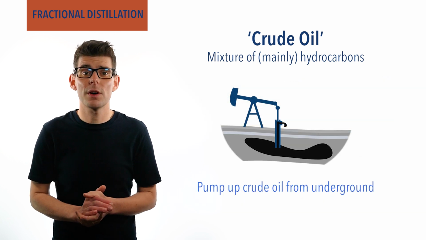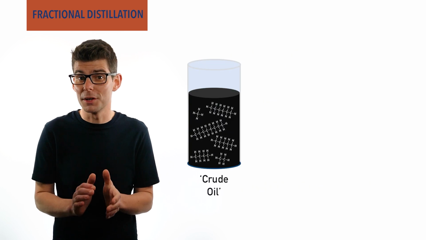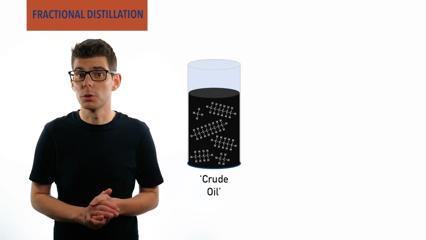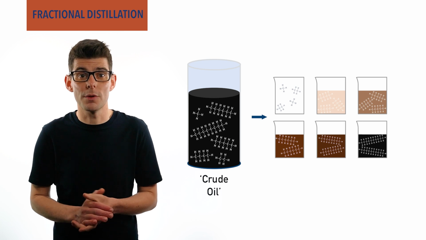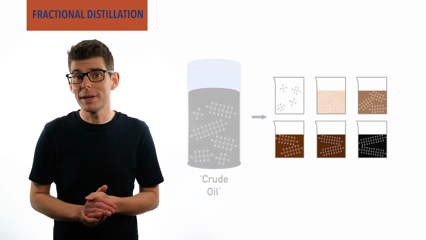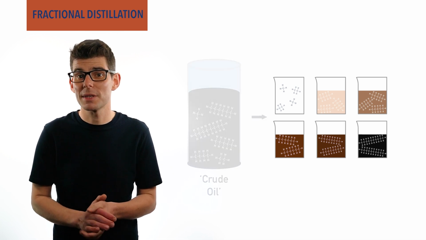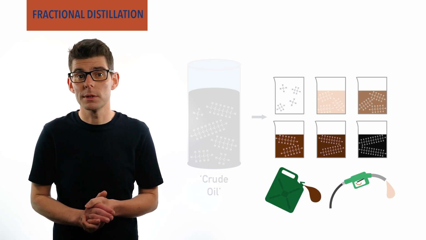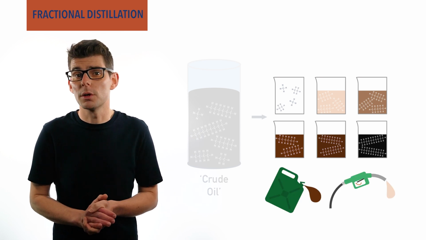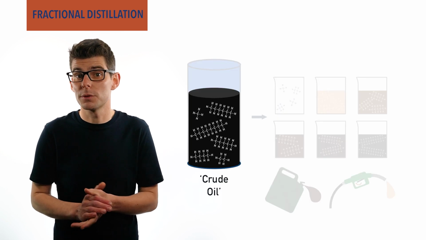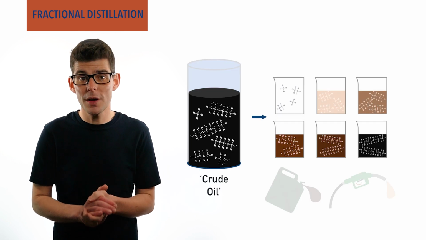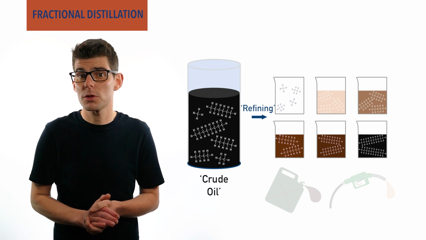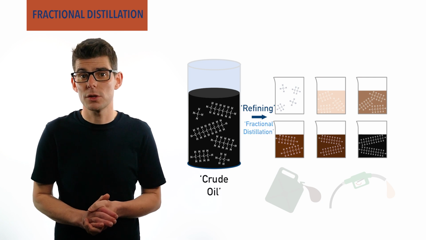The different length hydrocarbons in crude oil are very useful, however they have to be separated out from the crude oil mixture before they can be used for anything. When separated, the different length hydrocarbons have slightly different uses, primarily as different fuels. Turning crude oil from its original state into useful substances is called refining, and the main process used to separate crude oil mixtures is called fractional distillation.